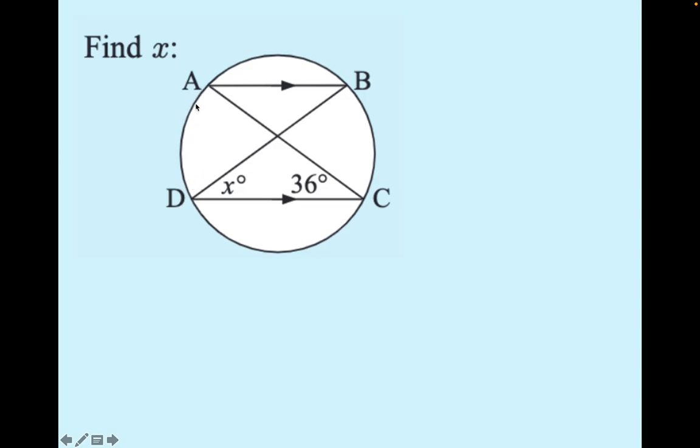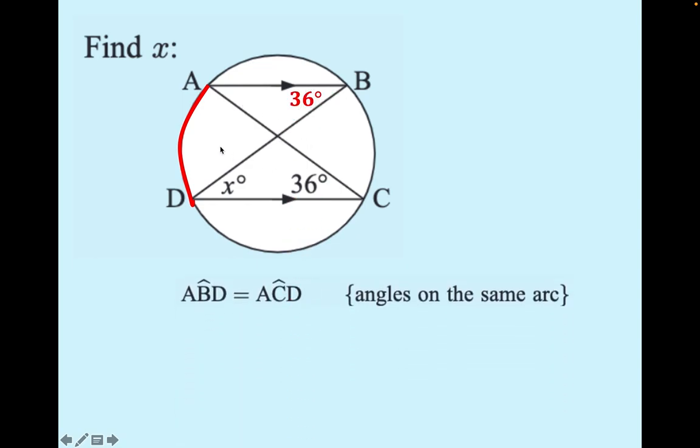Is there another angle that opens to there? Yeah, there's the angle ABD. It also opens to this same arc. So that means ABD must also, see there's the arc that they both open to, this angle and this angle. Now that means that this angle here must be 36 because they both open to the same arc. That's the theorem we just saw. So ABD is equal to ACD, angles on the same arc.